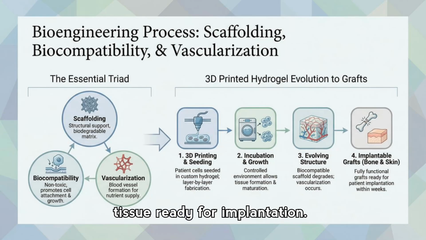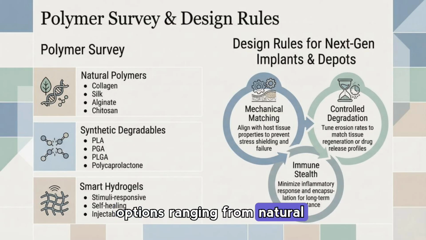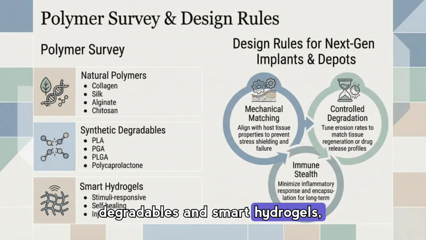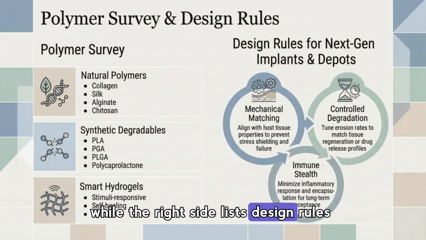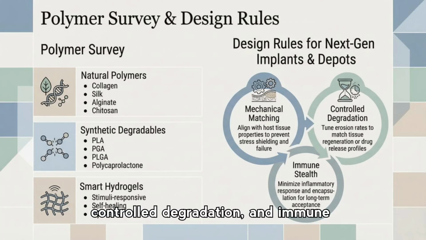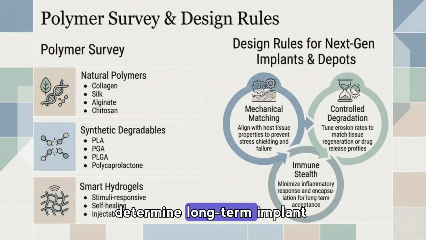tissue, ready for implantation. The polymer survey highlights options ranging from natural polymers like collagen to synthetic degradables and smart hydrogels, while the right side lists design rules for implants. As you look at the icons, consider how material choice affects mechanical matching, controlled degradation, and immune stealth, three design priorities that determine long-term implant success and patient outcomes.